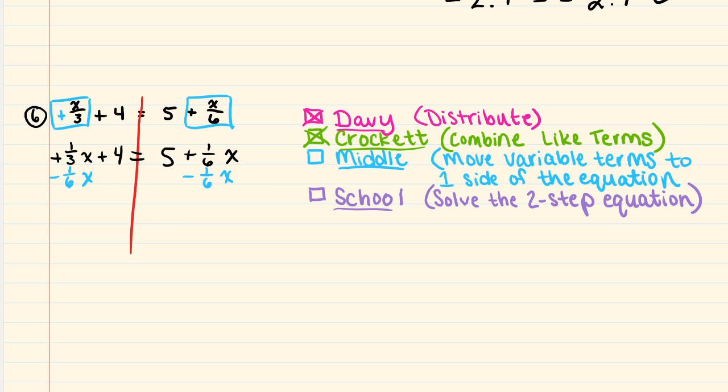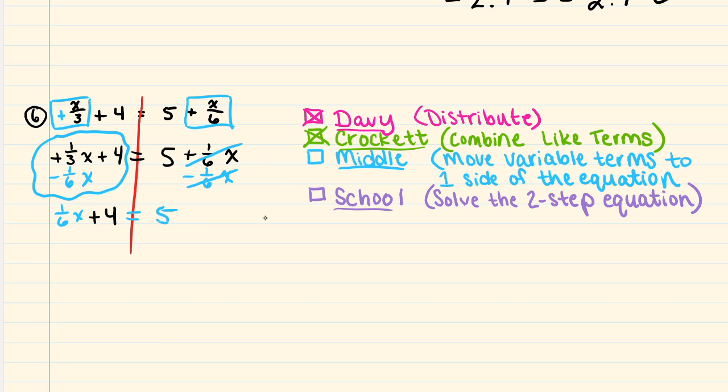So the whole reason I did that was to cancel this out over here. So I won't have a variable term on the right hand side. I'll just have 5. Now on the left hand side, I've got 1/3 x minus 1/6 x. 1/3 minus 1/6. Well, since 1/6 is half of 1/3, I'm just left with the other 1/6. So I'm going to have 1/6 x. And the plus 4, I can just move it down.